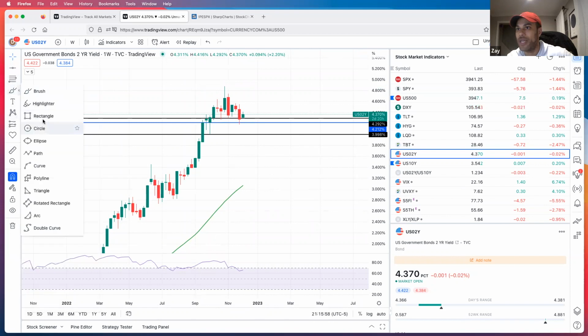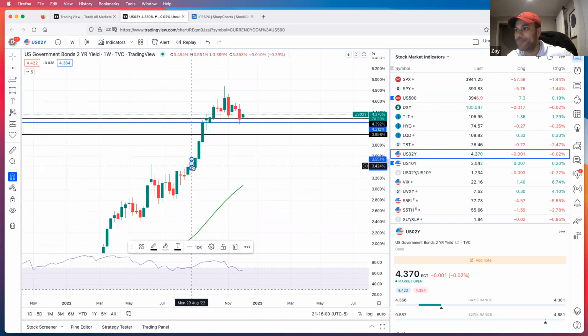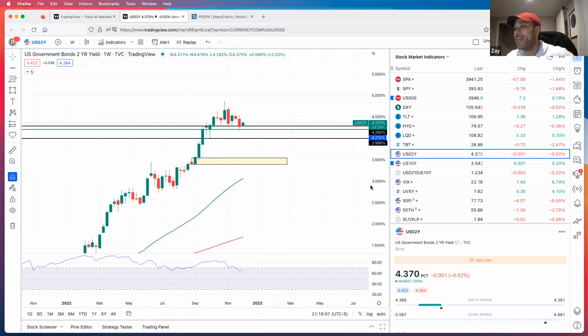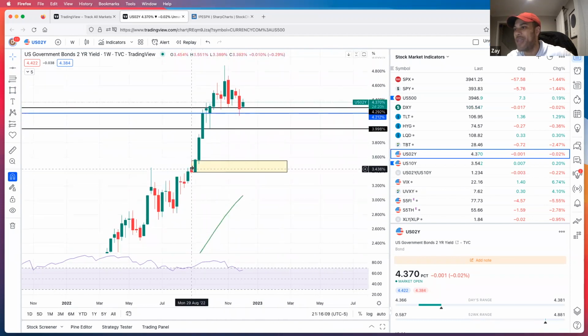And I'm going to highlight that. Dang, that represents 3.5, 3.8. That means they're going to have to cut aggressively, man. Oh man, that's going to be crazy if they have to cut like that.